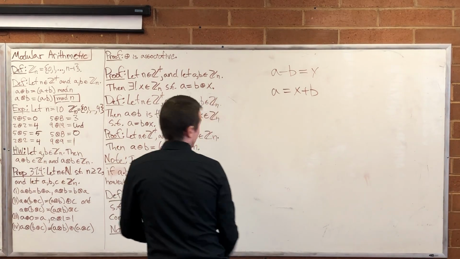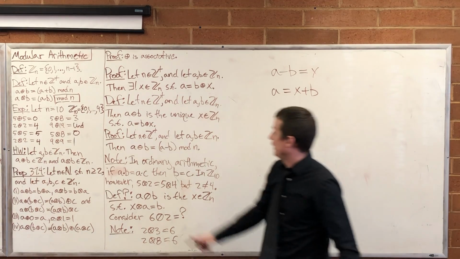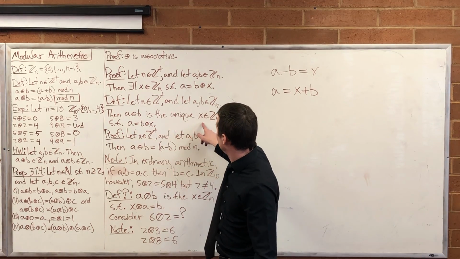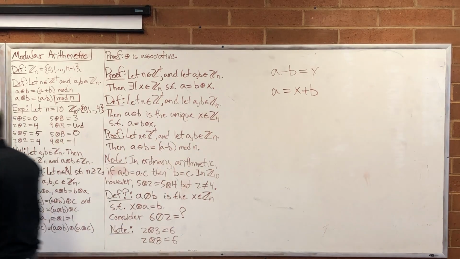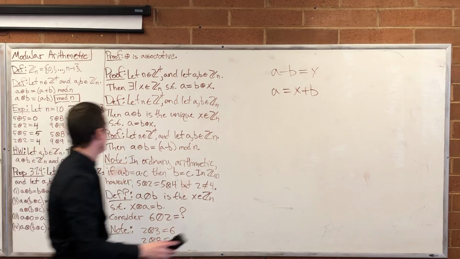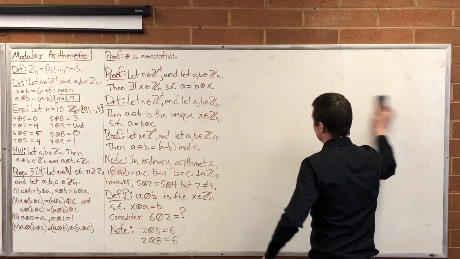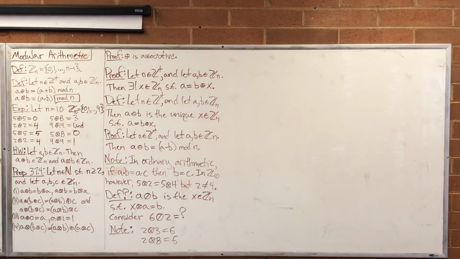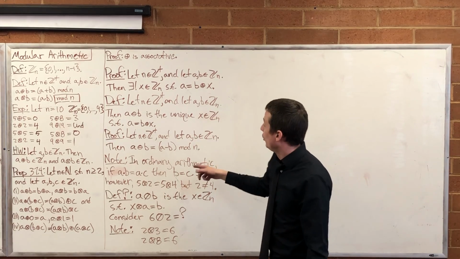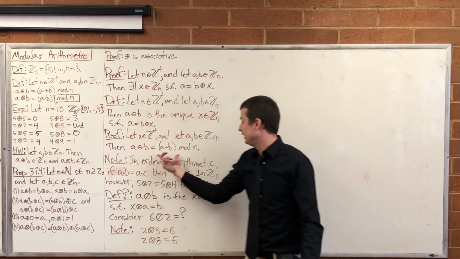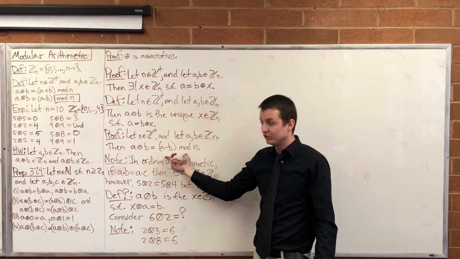So let n be a positive integer and let a and b be in Zn. Then we're going to say that a minus b is the unique x in Zn such that a is equal to b plus x. And you might be thinking to yourself, why didn't we just define a minus b to be this thing? And you could have, and that would have been just fine.